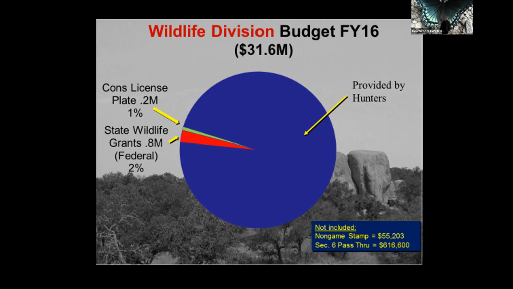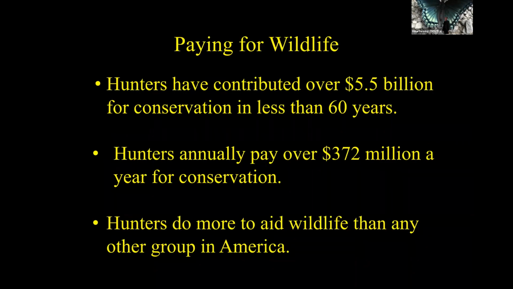All right, so we look at the budget, this much of the Parks and Wildlife Division is funded by hunters. That's different. Oh, is it? It's actually different, yes, we will go over that. Hunters contribute over $5.5 billion for conservation in less than 60 years. They pay $372 million a year for conservation. And hunters do more to aid wildlife than any other group in America.